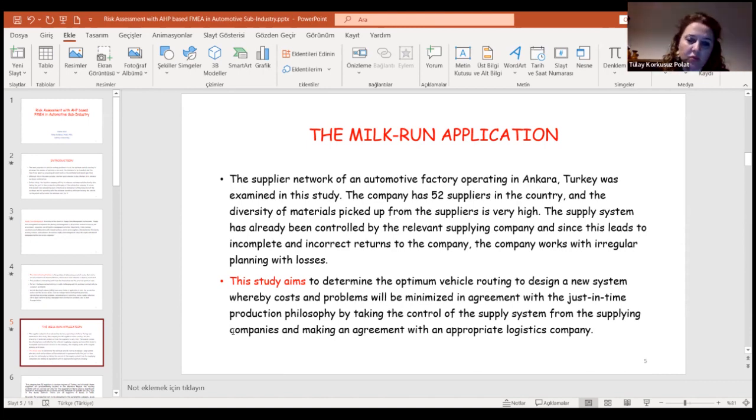This study aims to determine the optimum vehicle routing to design a new system whereby cost and problems will be minimized in agreement with the just-in-time production philosophy, by taking control of the supply system from the supplying companies and making an agreement with an appropriate logistic company.